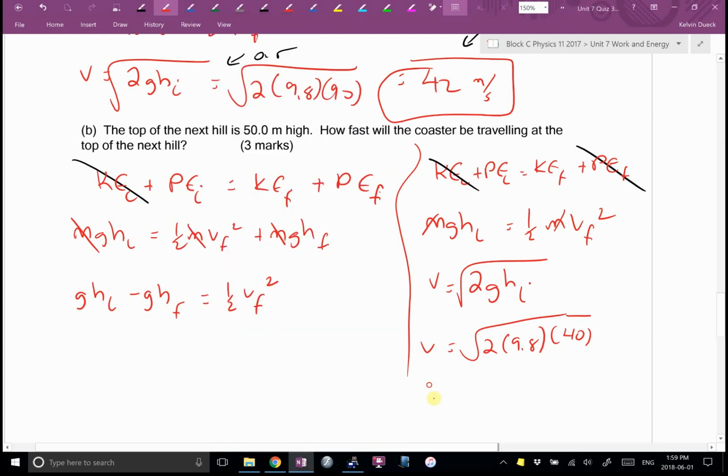Now, I knew I was going to be going slower at the top of the second hill than I was at the bottom of the first hill. So there's a bit of a built-in error check. I knew it was going to be less than 42. If you did it this way as well, you should have got 28 as well. If you didn't, you made a math mistake.